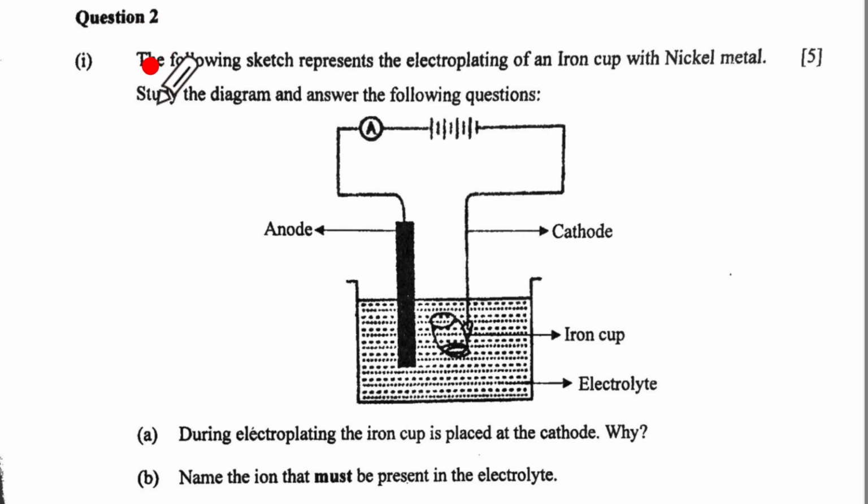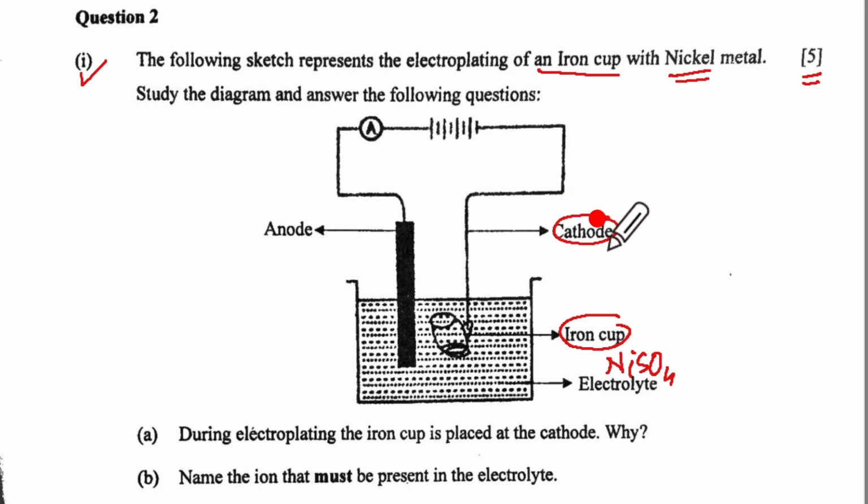Let us come to question 2. The first subpart. The following sketch represents the electroplating of an iron cup with nickel metal. This is for 5 marks, so be careful not to make any mistake. If it is electroplated with nickel metal, that means the electrolyte has to be nickel sulfate solution. Iron cup should be connected to the cathode. Anode should be a thick bar of pure nickel metal. Study the diagram and answer the following. So let us look at the questions.